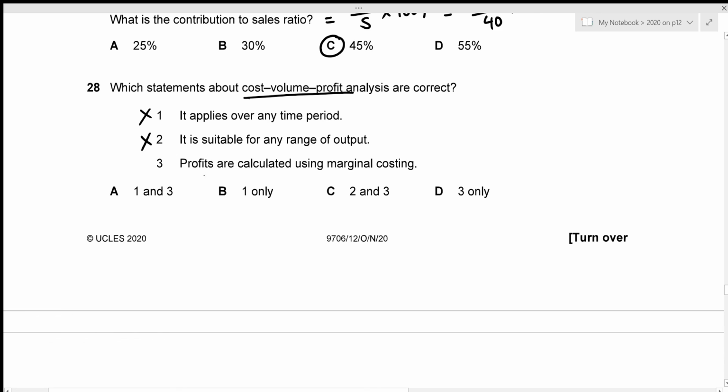And the third one states that profits are calculated using marginal costing, which is absolutely true. So the only correct statement is going to be 3, and that is given in option D. That will be the correct answer.